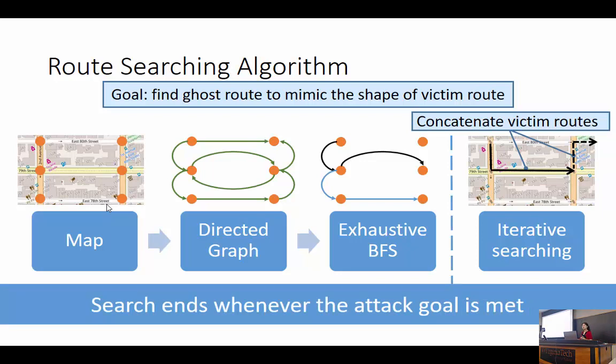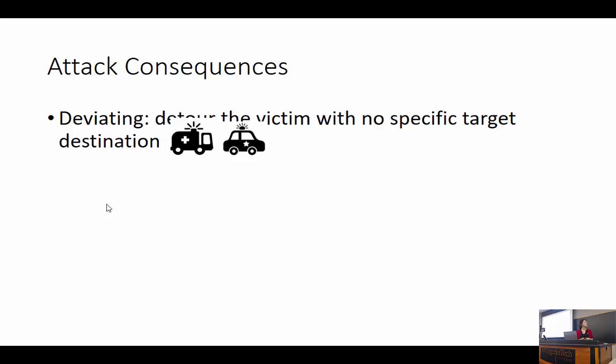So this algorithm will run potentially multiple iterations and ends whenever the attack's goal is met. Goals of attackers: the first one is deviating the victim with no specific target destination. For this type of attack, for example, they can be launched on ambulances or police cars. You just want to delay how long it takes for them to arrive at a certain location, so you don't really care where you divert them. That is one type of attacker's goal.